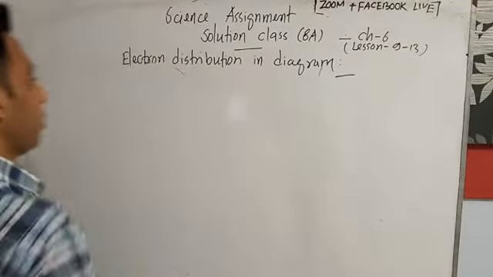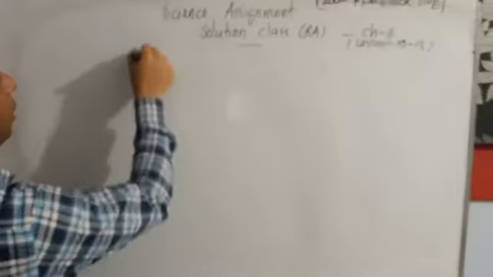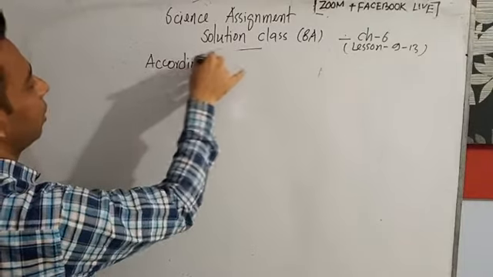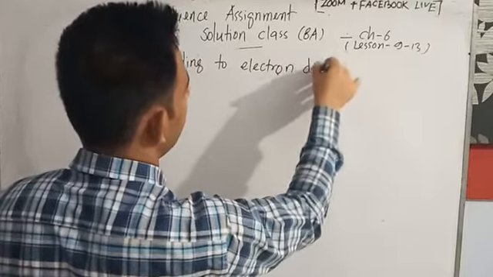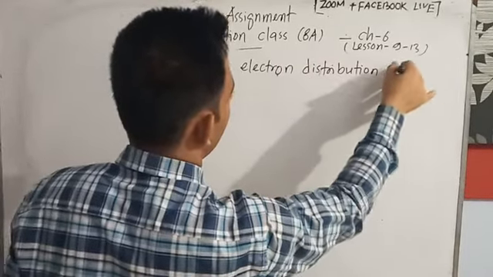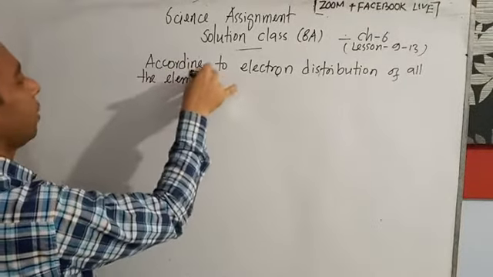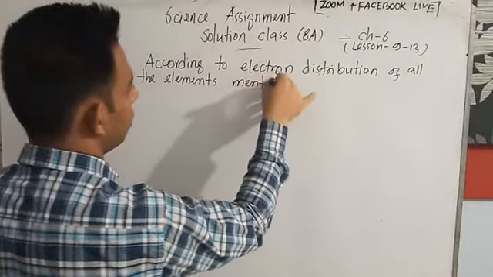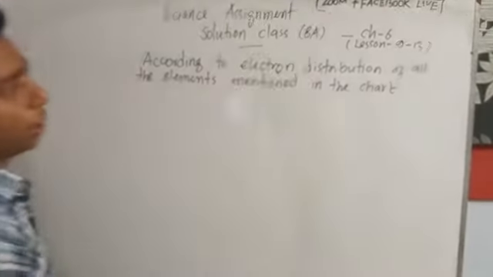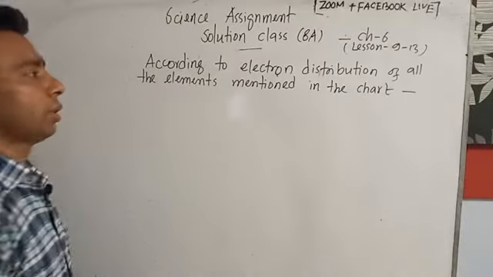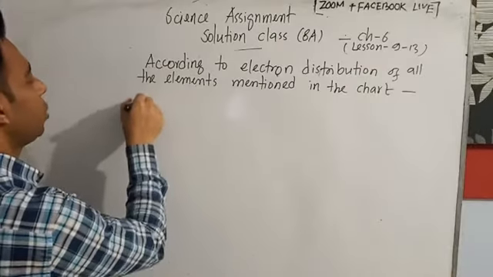Structure of atom, electron distribution. So according to the electron distribution of all the elements mentioned in the chart, it is to be cleared.